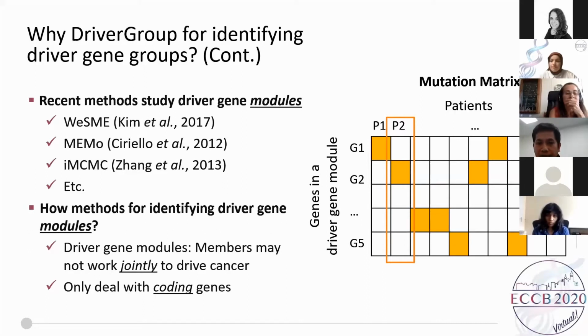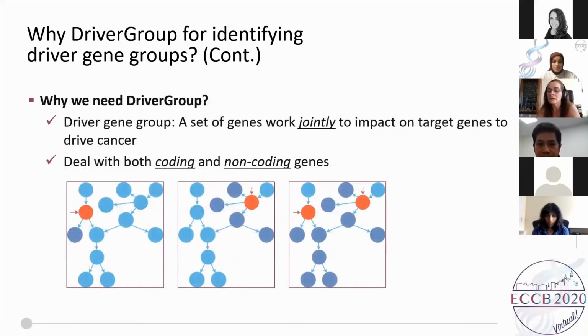So in this paper, we developed a novel method to identify driver gene groups. A driver gene group is a set of genes which work jointly to impact a target gene to drive a cancer. And as you know, proliferation genes are related to cancer development. So in our method, we identify the driver gene group by detecting a set of genes which work in concert to impact the proliferation gene. And one more point is that besides the coding genes, we also deal with non-coding genes. It means that this proposed method identifies both coding and non-coding cancer driver groups.